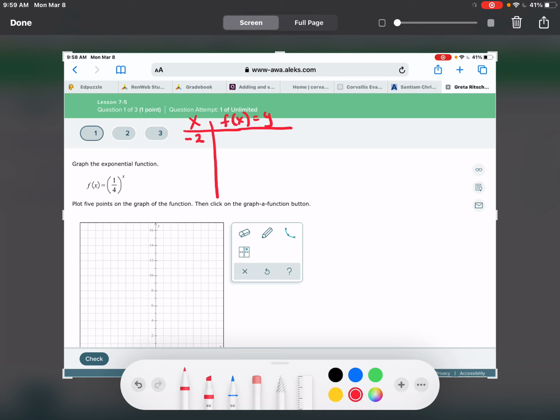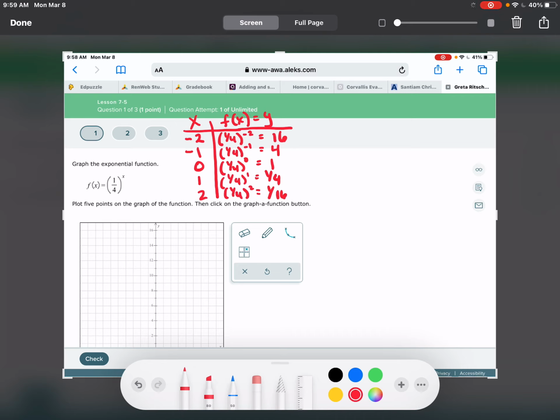If I plug in -2, then I'm figuring out what 1/4 to the -2 would be. The negative exponent will flip my fraction over, so I'll actually have 4 squared, and 4 squared is 16. Let's talk about -1. Again, I have a negative exponent. It's going to flip my fraction over. I'm going to have 4 to the 1, so that's a 4. If I had 0, anything to the 0 power is a 1. And if I had a 1, I'd have 1/4 to the 1, which is 1/4. Or 2, 1/4 to the second power is going to be 1/16.